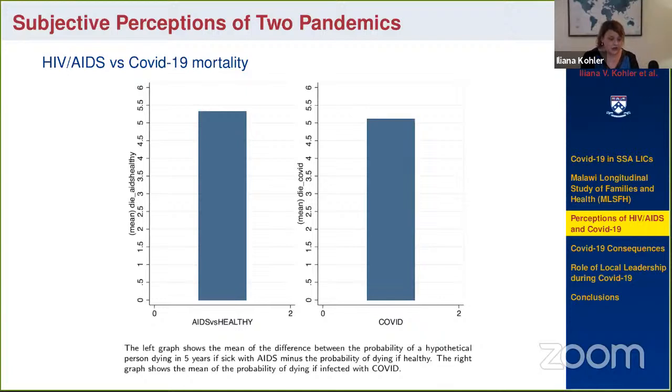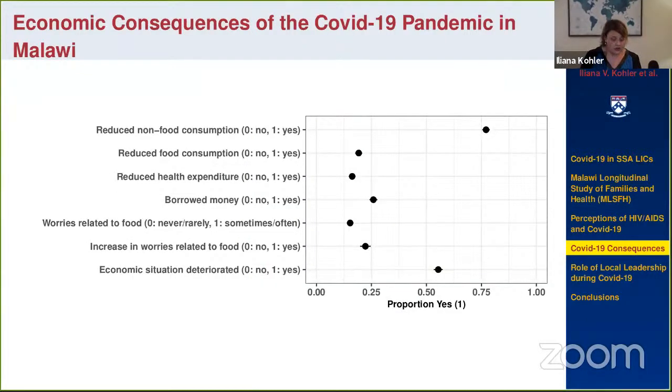These correct perceptions also result in the respective responses in terms of behavioral changes, as well as economic behavior. This figure looks at the economic consequences of the COVID-19 pandemic in these rural communities in which we work. We see that the majority of our population reports that they have already reduced non-food consumption as a response to the pandemic. Over 50% of the respondents say that their economic situation deteriorated compared to the year before. And substantial fractions of the sample report that they have reduced food consumption, reduced health expenditures, or had to borrow money as a result of the COVID-19 economic consequences.